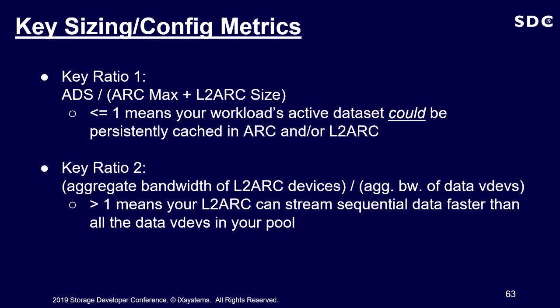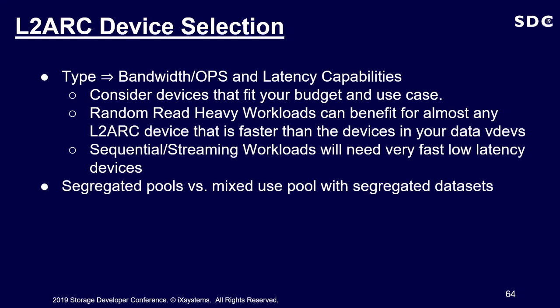So key metrics there. What type of drives? Your bandwidth and ops and latency capabilities are going to rest on your type of drives. Segregated pools versus mixed pools with segregated data sets is a couple of things you can do. So for example, if you have smaller drives, like you were saying earlier, if you can only afford very small NVMe SSDs, then you want to segregate those off to the pool or the data set where it makes most sense.